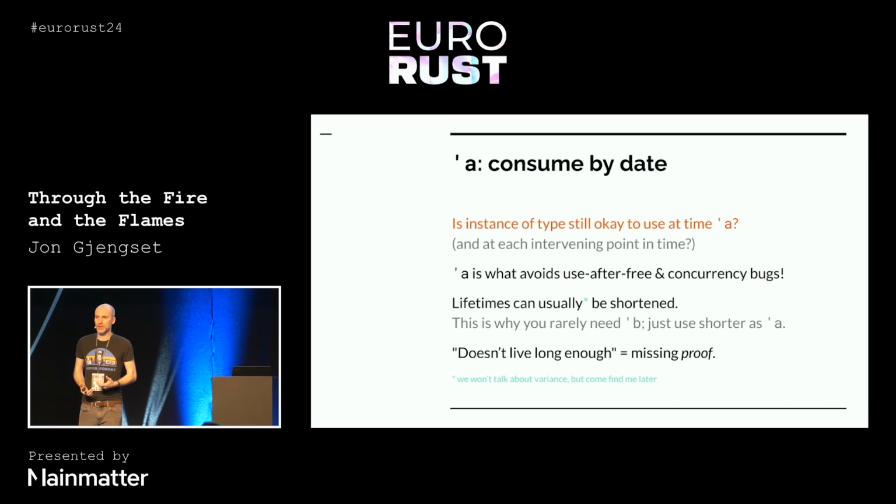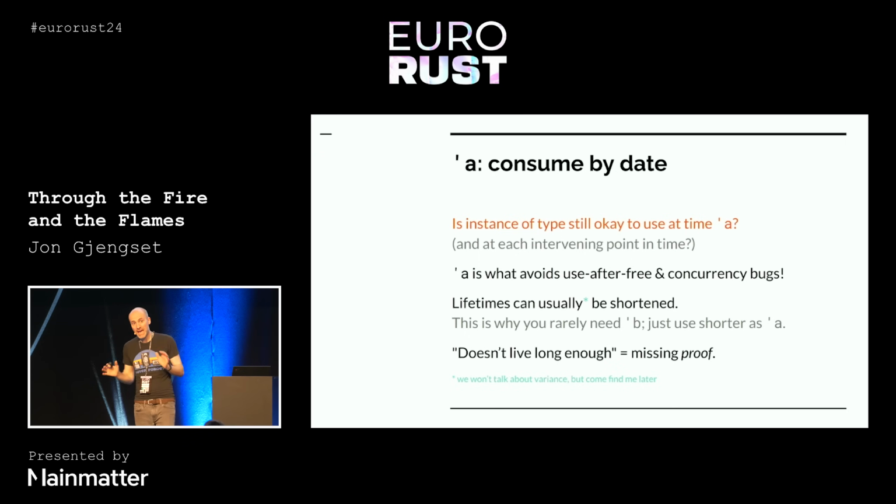When you get compiler errors that say things like, so-and-so doesn't live long enough, what the compiler is really telling you is that there's missing proof. It's not to say that it's not OK to use it here. It's that the compiler cannot be 100% sure that it is safe to use here. It cannot prove statically, based on what's written in your code, that this is OK.